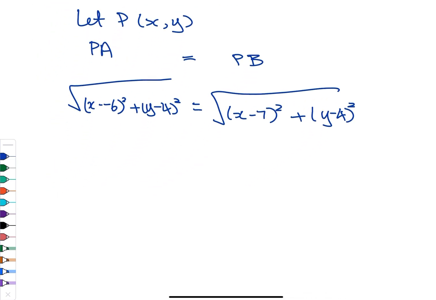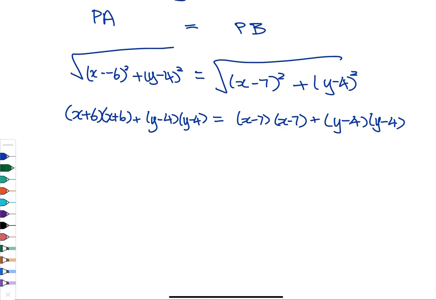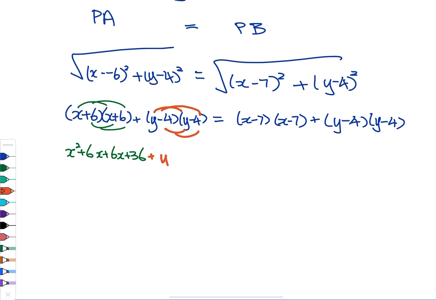And then open up, negative negative becomes positive, so you write that step. What do you get? So we have x plus 6 here. You have y minus 4 here, because they are having a square, so you can multiply it twice. x minus 7, x minus 7, y minus 4, y minus 4. Open up the bracket, 1, 2, 3, 4. So x squared plus 6x plus 6x plus 36. And then we have 1, 2, 3, 4. So y squared minus 4y minus 4y plus 16.